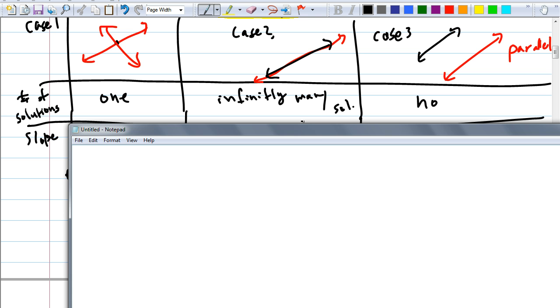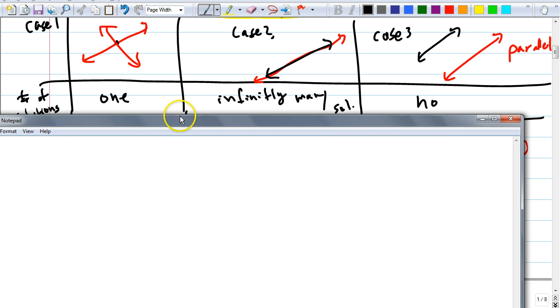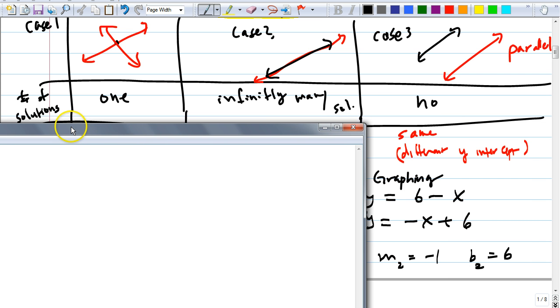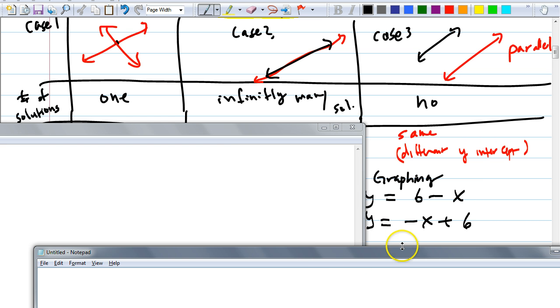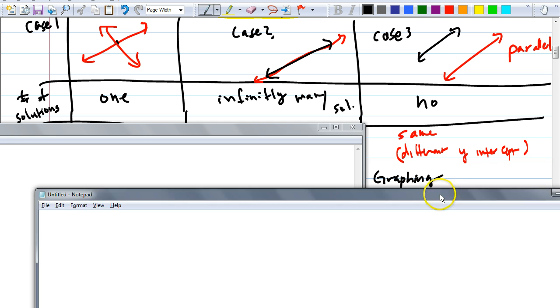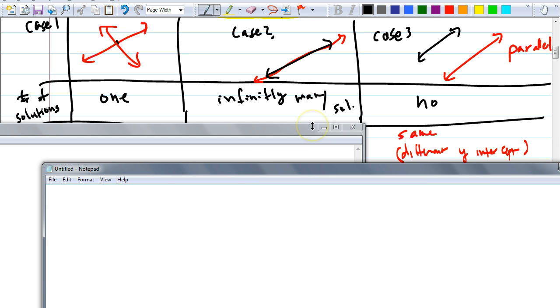Does that make sense? So that makes sense, right? If two lines have the same slope, then that's why they're parallel, right? And they can have, of course, different y-intercept, right? That's why they're parallel. What about case 2?